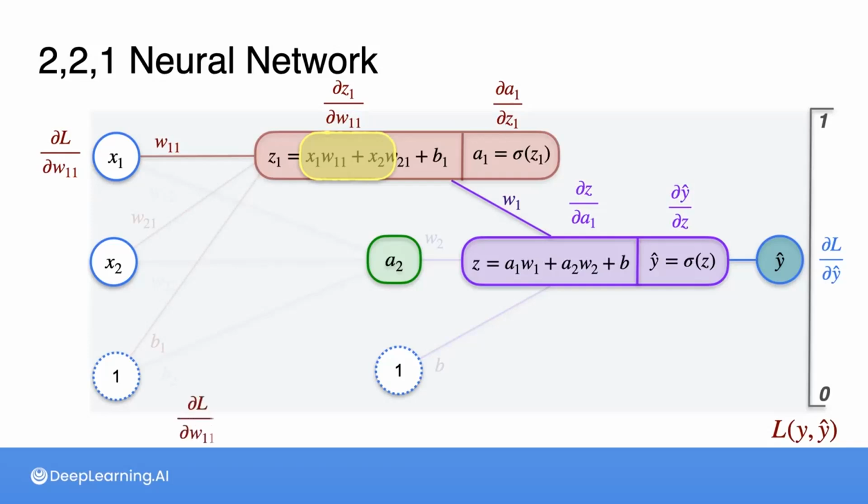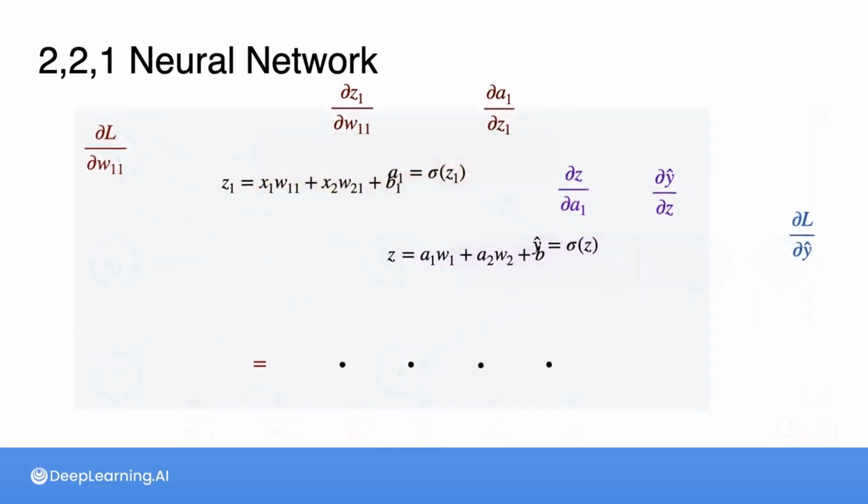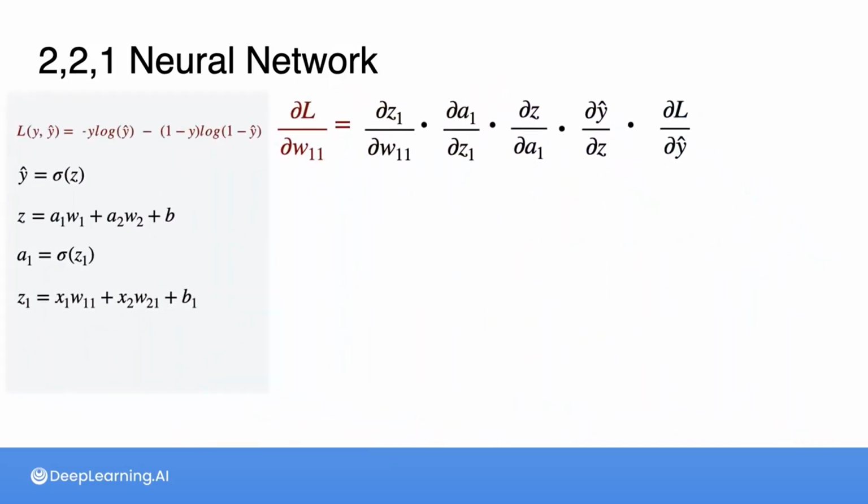This is how it looks. The partial of L with respect to W11, which is the one we wanted to find, is equal to the partial of Z1 with respect to W11 times the partial of A1 with respect to Z1 times the partial of Z with respect to A1 times the partial of y hat with respect to Z times the partial of L with respect to y hat. The product of all this is a really long chain rule, but that's what gives us the partial of L with respect to W11, the one that we really want. Now let's calculate each one of these separately. What's the partial of Z1 with respect to W11? Well, this one's easy because it's the one over here.